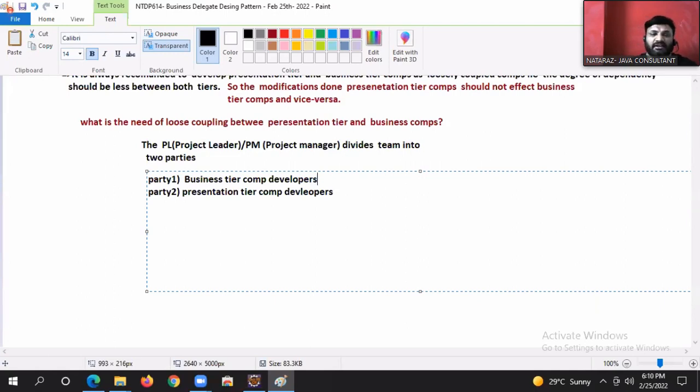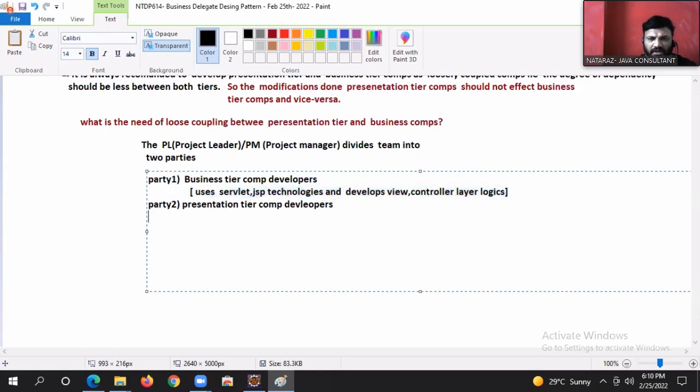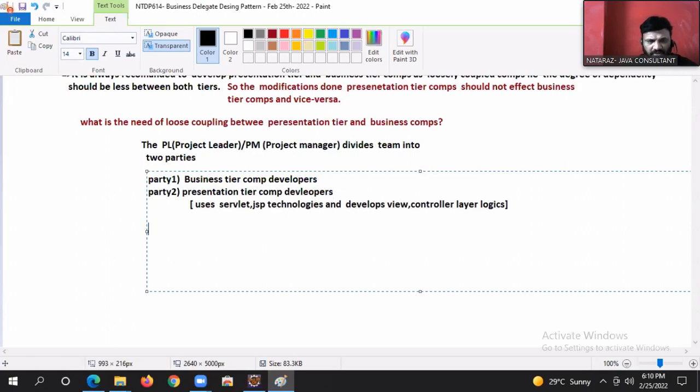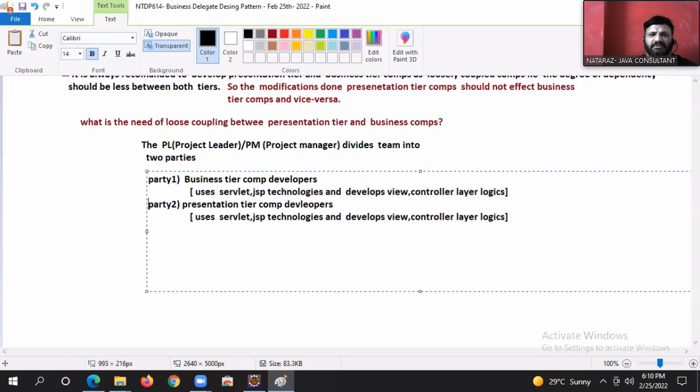Clear, guys? What will these people do? The presentation tier developers use Servlet and JSP technology and develop view and controller layer logics. View and controller layer logics.